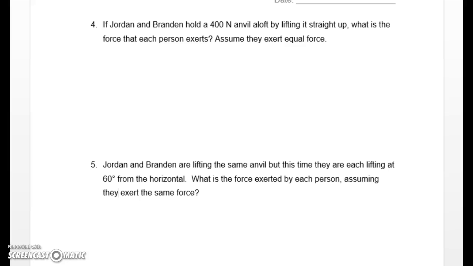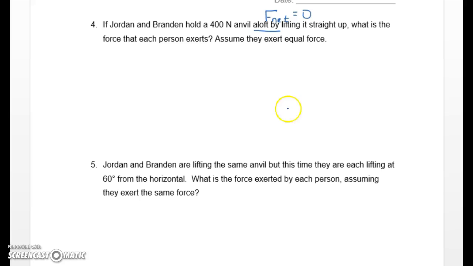If Jordan and Brandon hold a 400 Newton anvil aloft by lifting it straight up, what is the force that each person exerts? And here we're going to assume that they exert equal force. Looking at the question itself, when we're talking about holding something aloft, that just means that we're holding it in the same place. So our overall net force would be equal to 0. That means that the gravity pulling it down and Jordan and Brandon pulling it up is overall not changing, so it has a net force of 0.